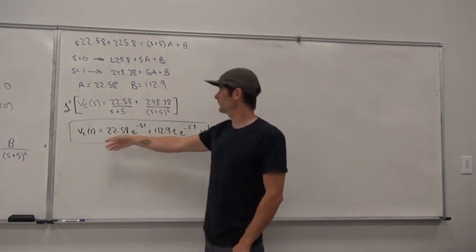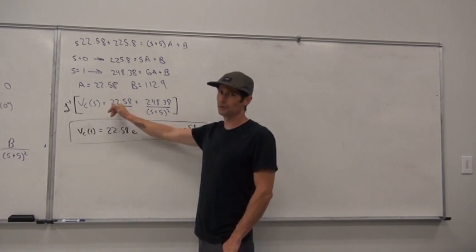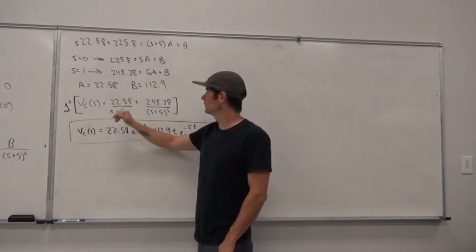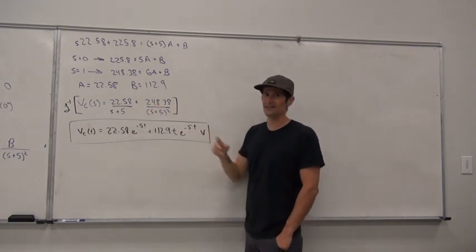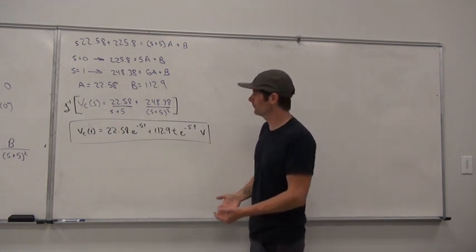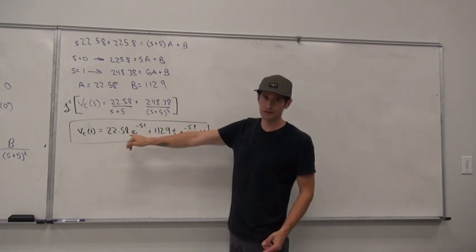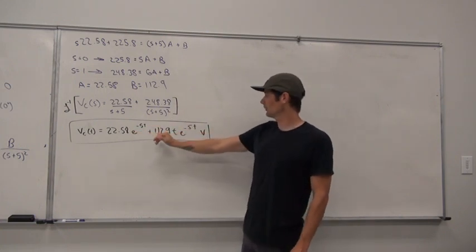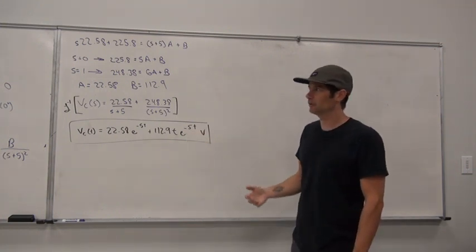So here we got it, guys. VC of s is equal to 22.58 over s plus 5 plus 248.38 over s plus 5 squared. Take the inverse Laplace transform, and sure enough, this is what we get: 225.8 times e to the negative 5t plus 112.9 times t times e to the negative 5t volts.